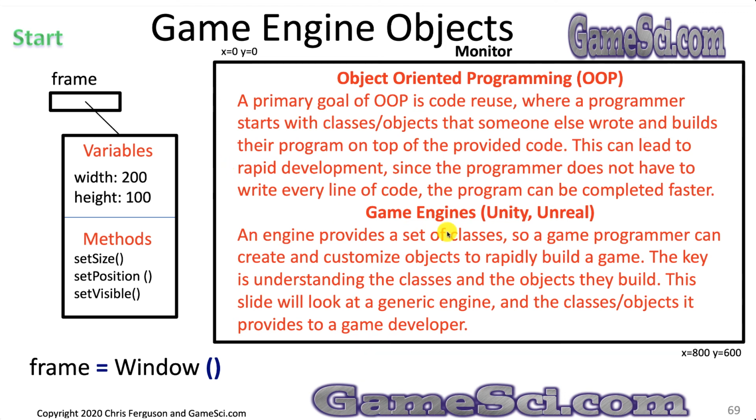Game engines, things like Unity and Unreal. An engine provides a set of classes so a game programmer can create and customize objects to rapidly build a game. The key is understanding the classes and objects they build. This slide will look at a generic engine and the classes and objects it provides to a game developer. When you use a game engine to develop a new game, you are basically getting a set of classes that you can use to create objects, and those objects will be your game.